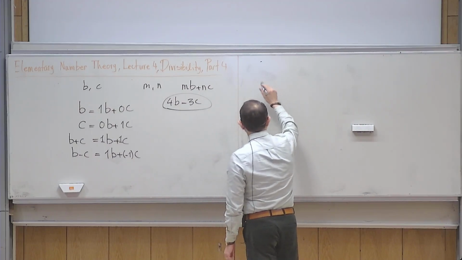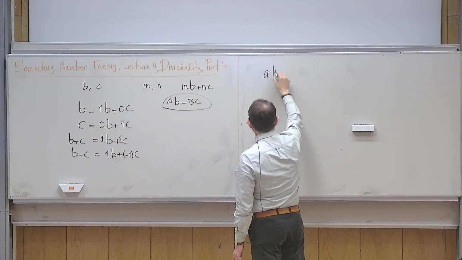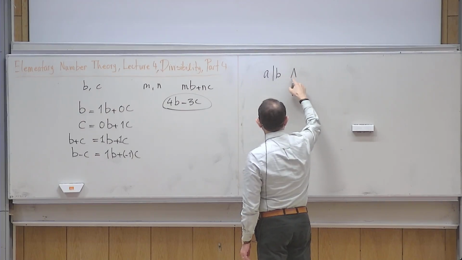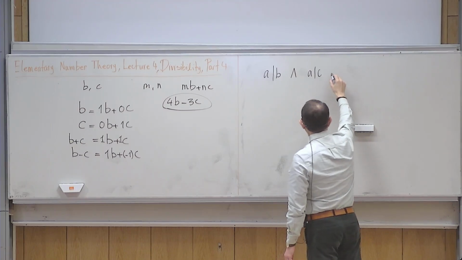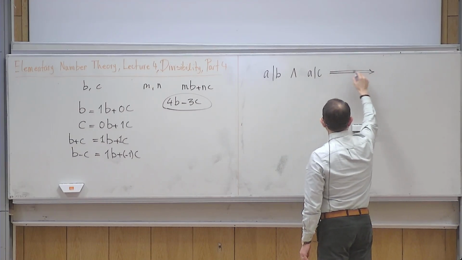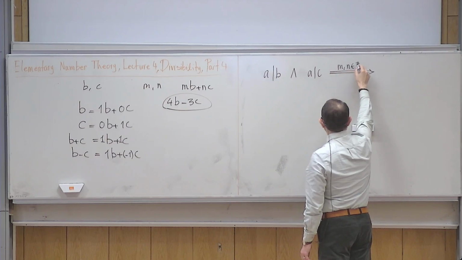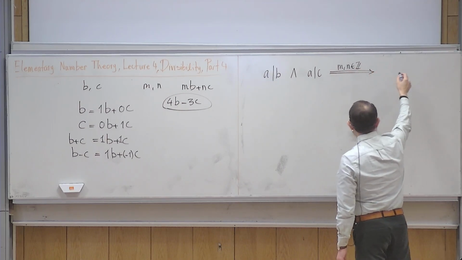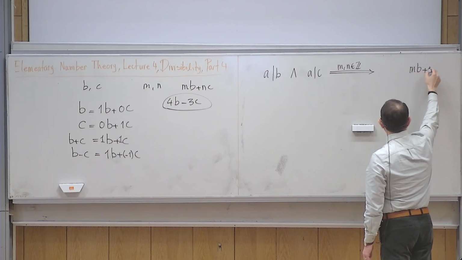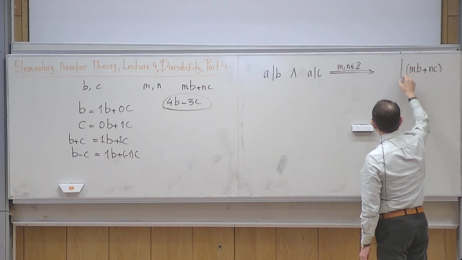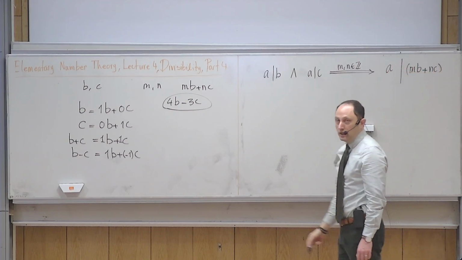So what I have in my hand, I know that A divides B is granted, and A divides C is also granted, and they have given me two arbitrary integers, M and N. I want to show that if I construct this linear combination MB plus NC, this is definitely divisible by the same number A.